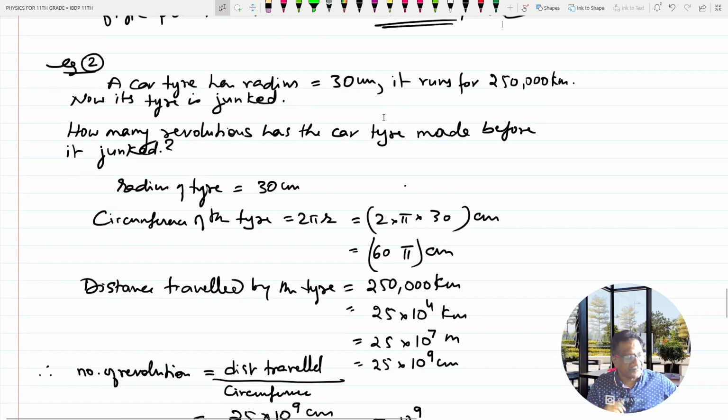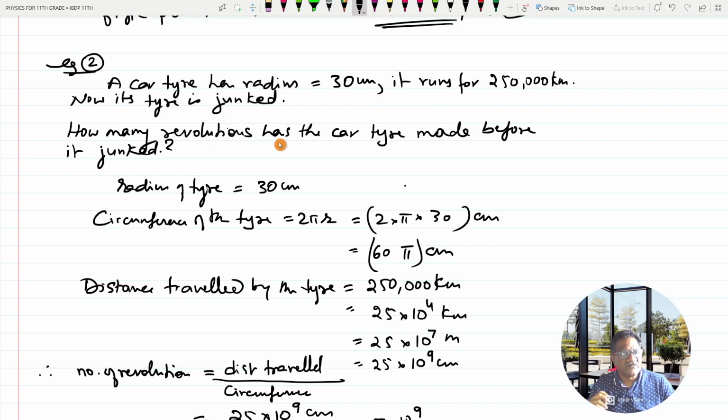Example number 2. In this, he says a car tire has a radius of 30 centimeter. It runs for a distance of say 250,000 kilometer. Now its tire is junked. So after running 250,000 kilometer, the tire is in the junked position. Junked position means now you have to either replace it or just throw it out.